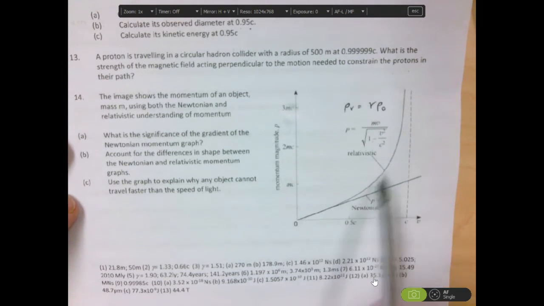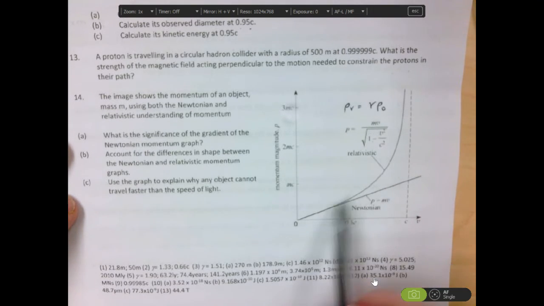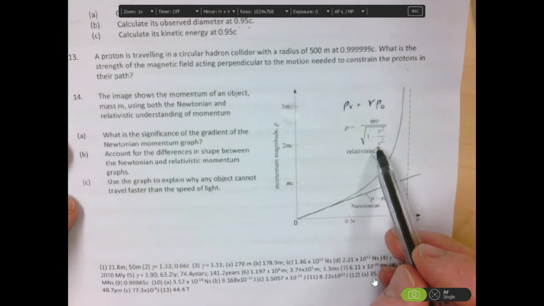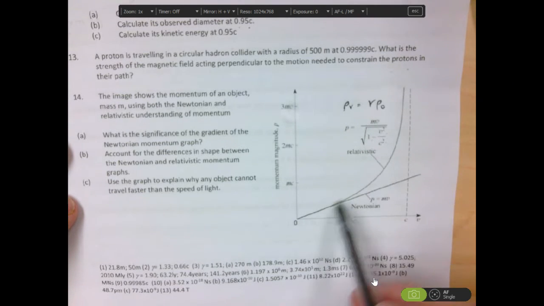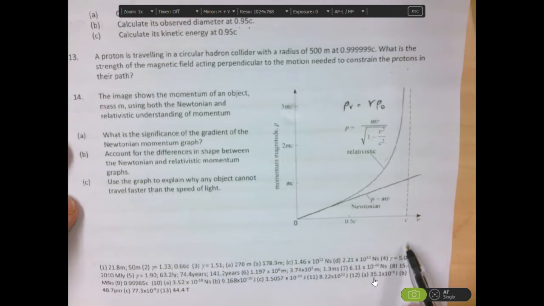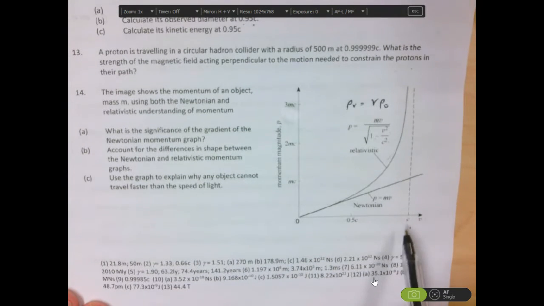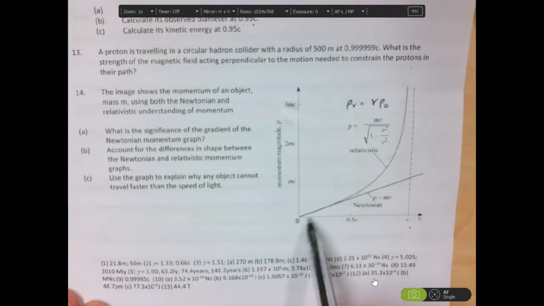So this is the graph here, and you'll notice that as v approaches c, the denominator becomes infinite, and as a result, we asymptote at the vertical asymptote of c here. Okay. So the first question is, what is the significance of the gradient of this here? Okay, so let's do that one first.